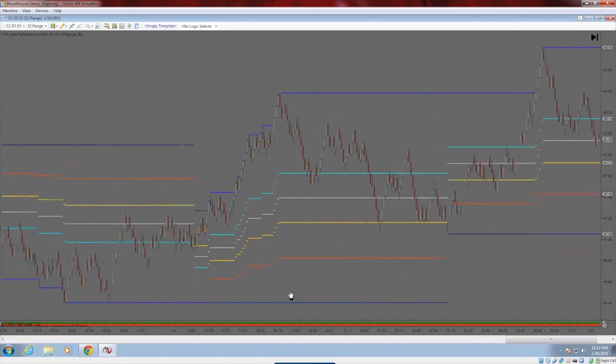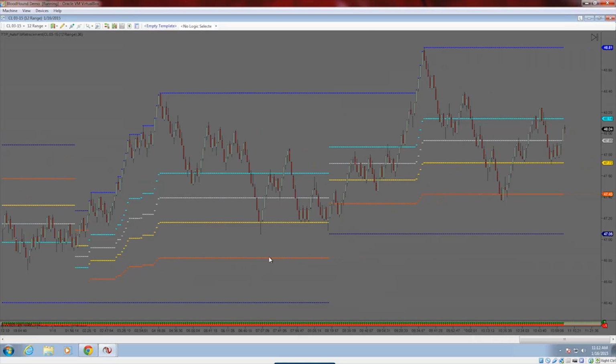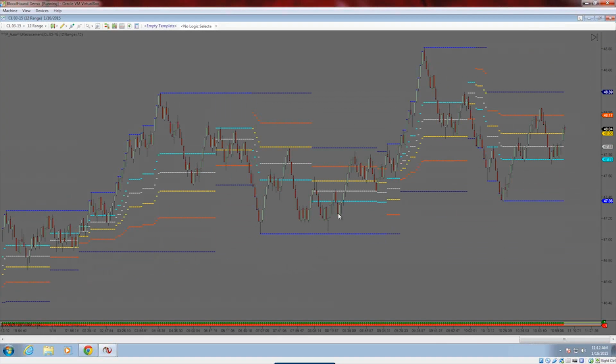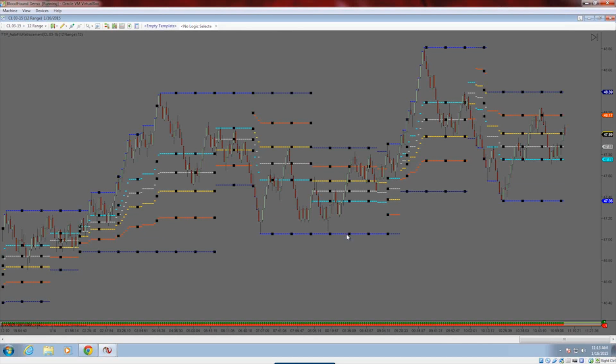So if I were to set this now from a setting of 36 back down to 12, which is the default setting, you'll see I'll be drawing fibs a lot tighter together, marking some of these smaller swing highs and lows. Okay, so it's up to you to decide whether you want to use a larger setting or a smaller setting.